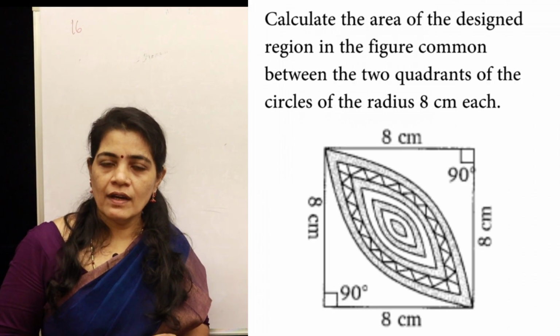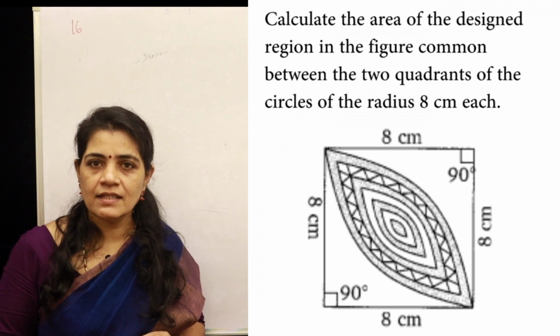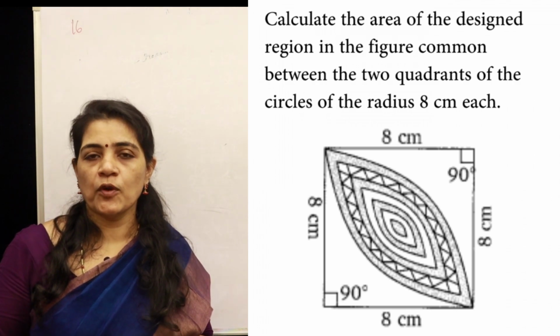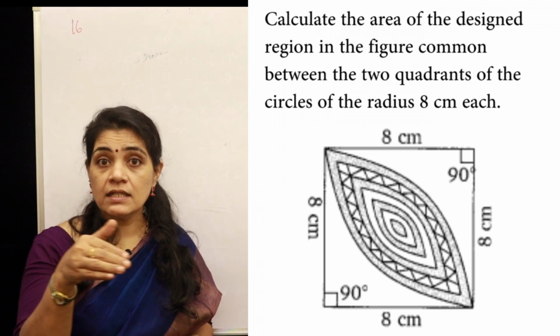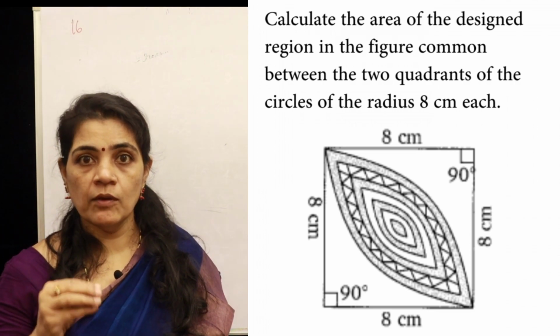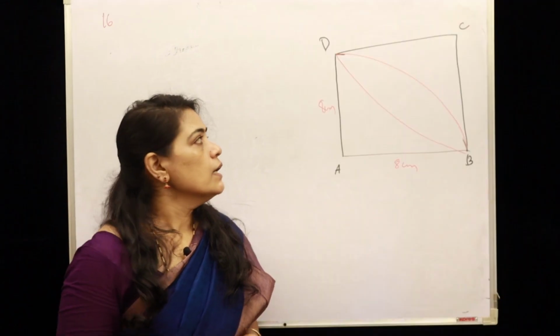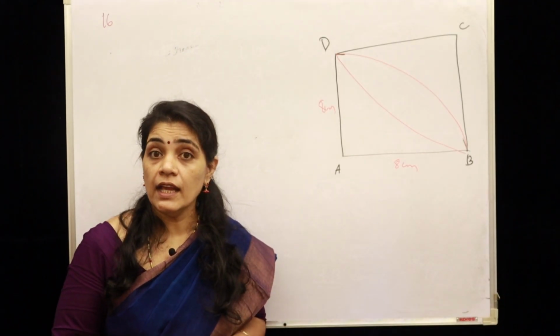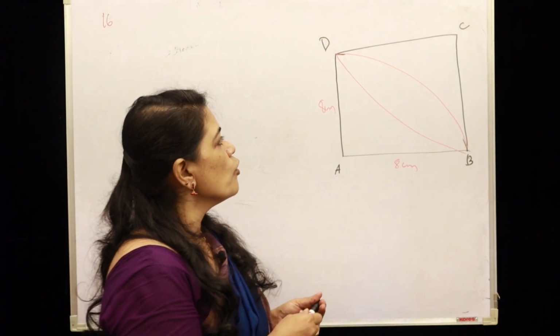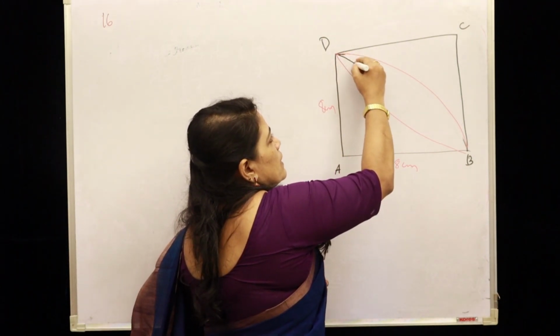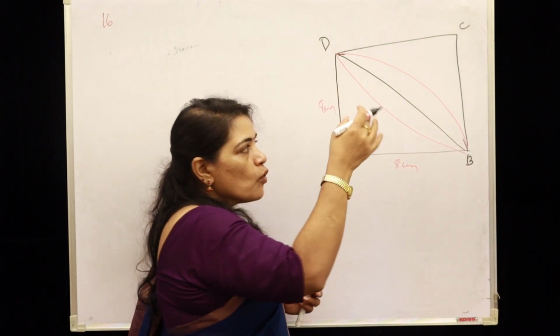Yes, children, now we are in the last problem of this exercise. Okay, that is the 16th problem. This is also one of the very important problems. Okay, the last 4 problems are very important. Now here we are asked to find out the area of the design. Here the design is obtained by adding the quadrants.